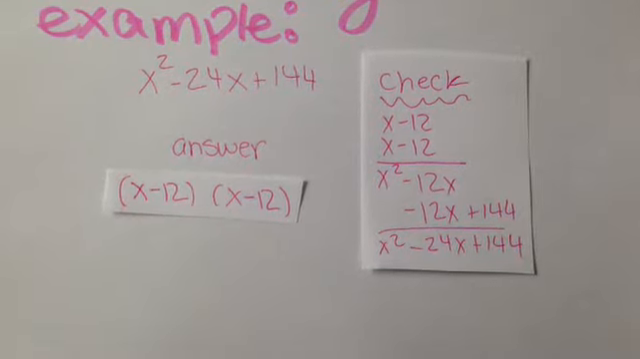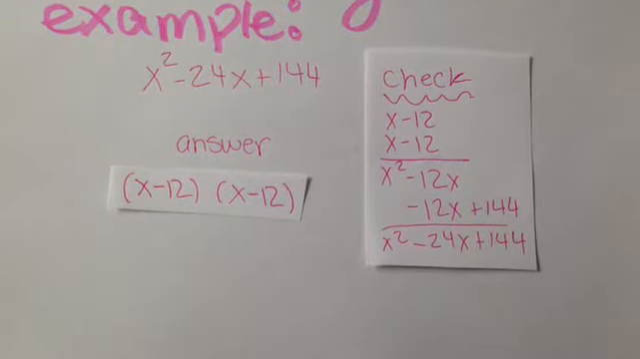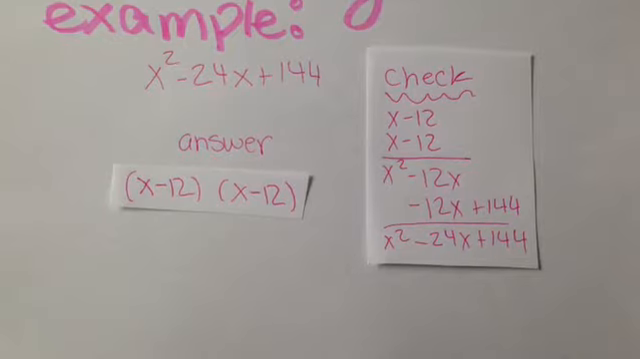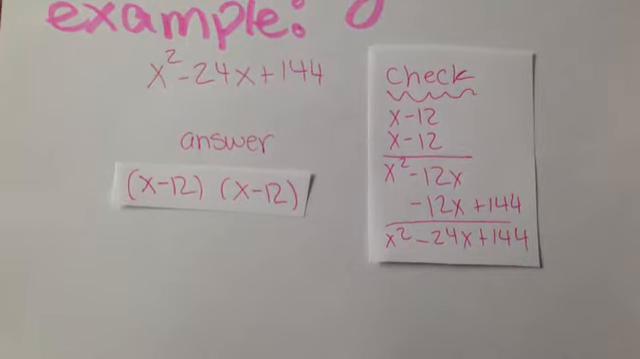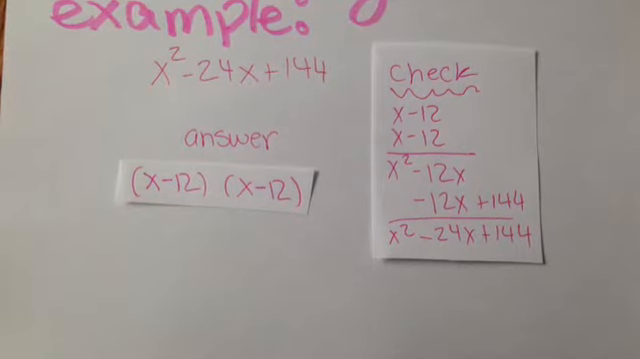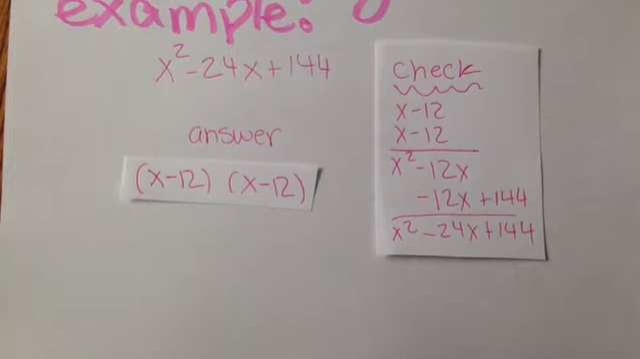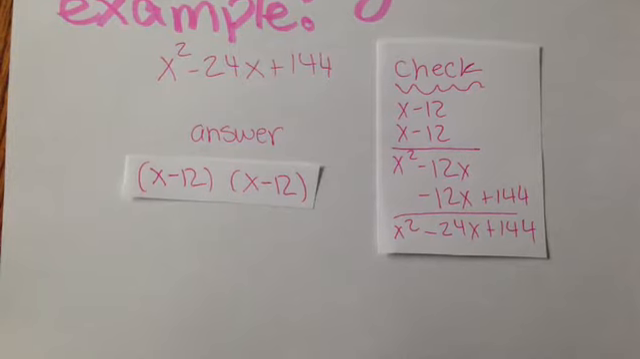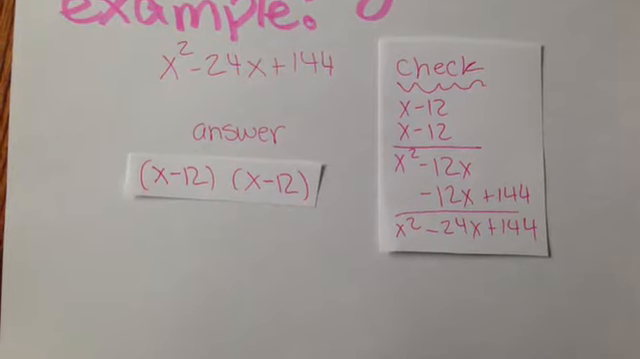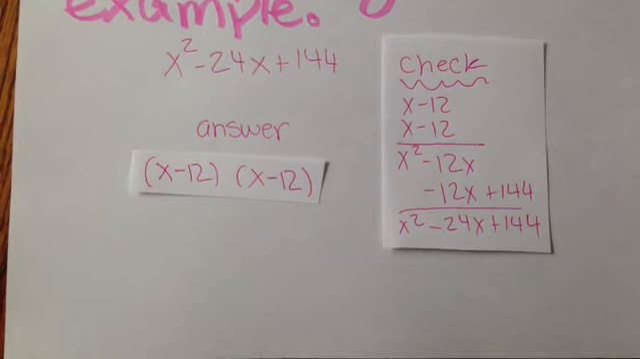If you add straight down, x squared plus nothing is x squared. Negative 12x plus negative 12x equals negative 24x. And 144 plus nothing is 144. Your answer checks out, and the factors of x squared minus 24x plus 144 are (x minus 12) squared.